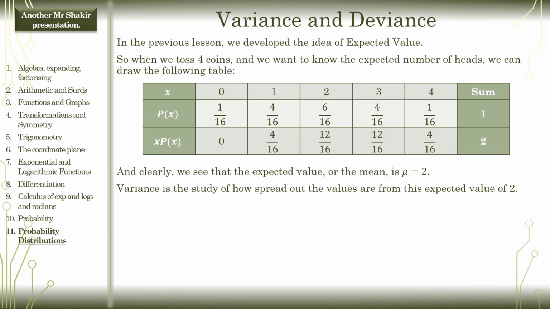And so we need more information. How spread out are the scores? And that's what variance is. That's why we do variance. Variance is a study of how spread out the values are from the expected value, from the mean, from the average. And we write this as var of x.